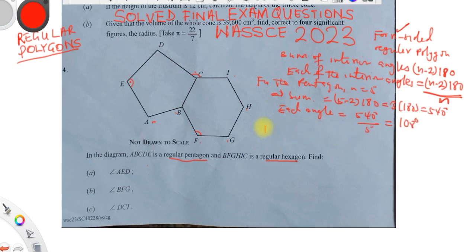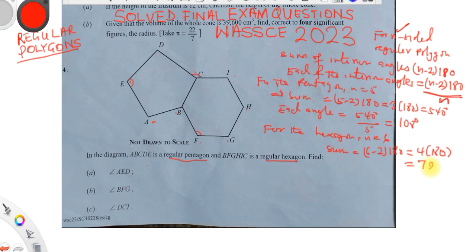In the same way, for the regular hexagon, n is equal to 6. So the sum of the interior angles is given by 6 minus 2 times 180, which is equal to 4 times 180, which is equal to 720 degrees.